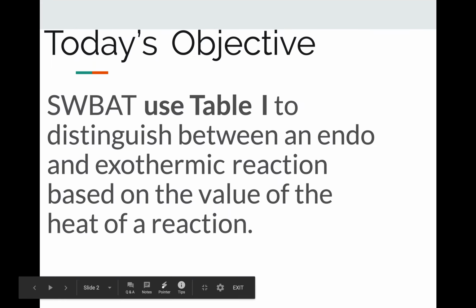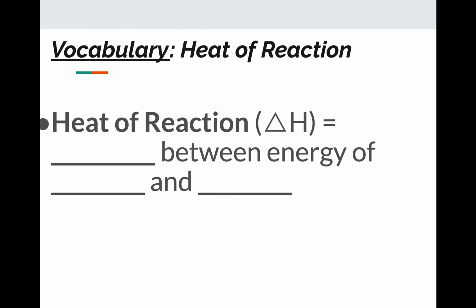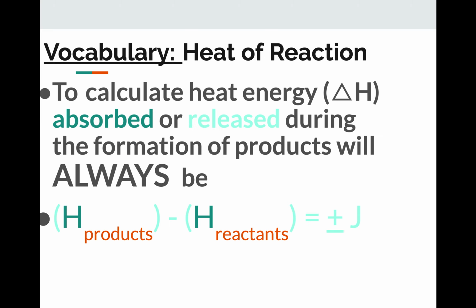Martins. Today's objective is students will be able to use Table I to distinguish between an endo and exothermic reaction based on the value of the heat of a reaction. So the heat of a reaction, or delta H, is the difference between the energy of products and reactants.